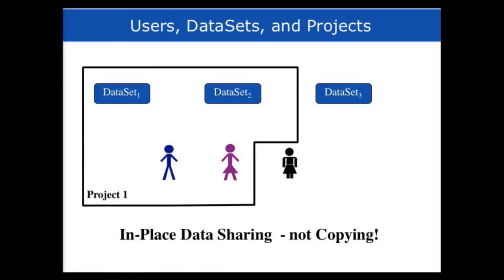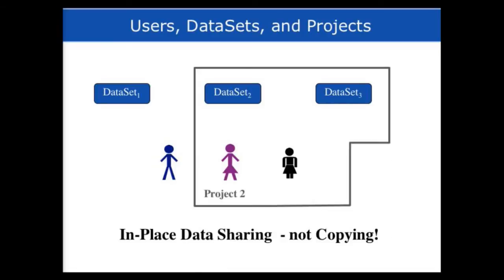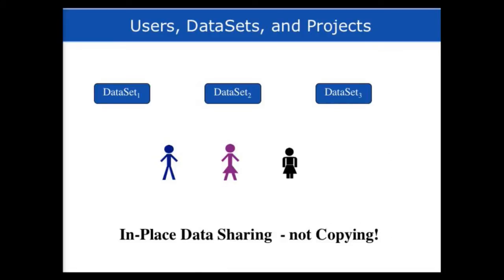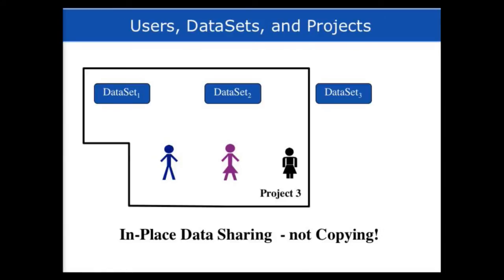It's pretty straightforward. So here's project 1. It has 2 users and 2 datasets. Okay, so project 2 will just be 2 different users and 2 different datasets. And we can see dataset 2 was in both projects. And here's project 3, which again has dataset 2 involved in it. So these are the basic abstractions we're building our model around. So datasets, users, and projects.